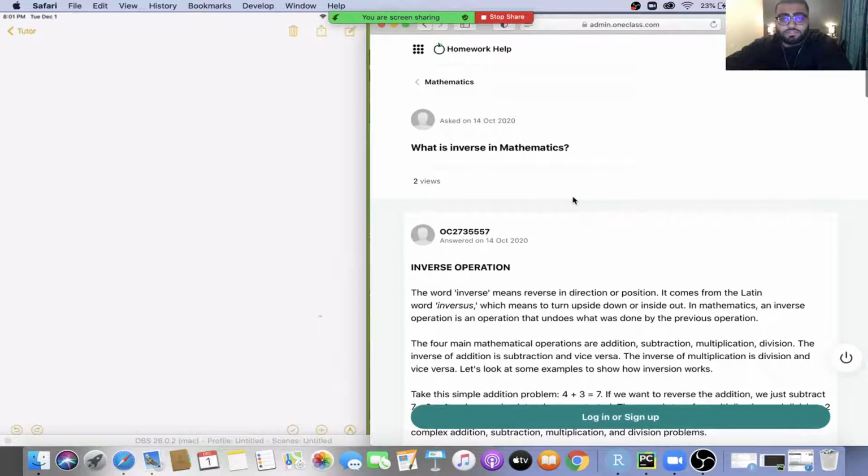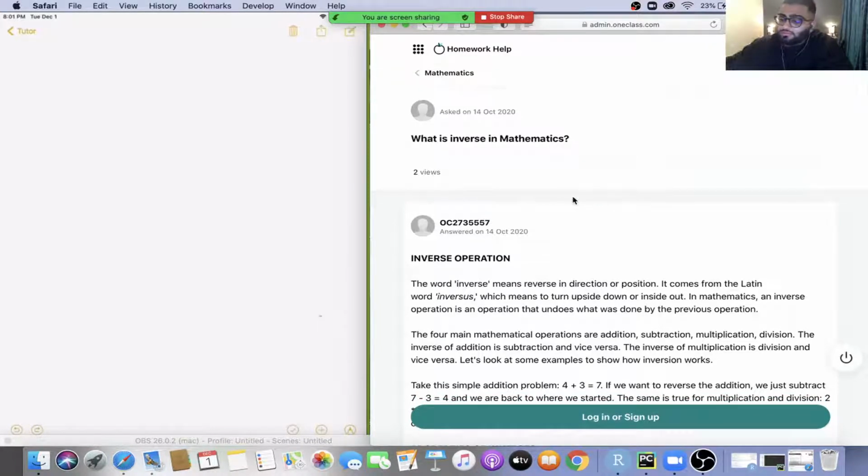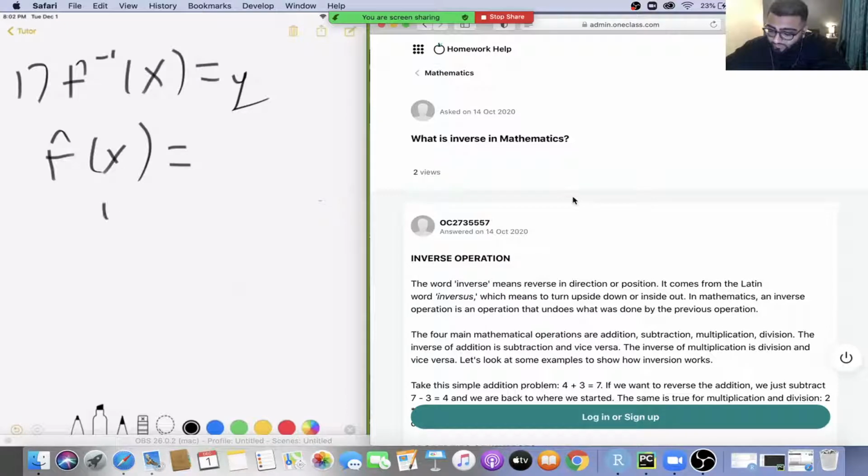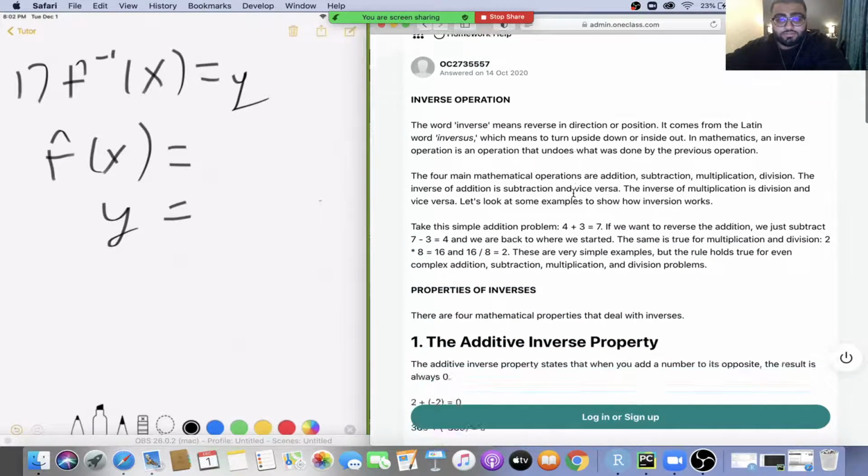So our first question is, what is inverse in mathematics? The inverse function is written like this, and we set this equal to y. So in our case we have a function, f of x equals our function. Then we let y equal our function, and then we substitute y and x in our function. So in this case, let's look at our solution here.